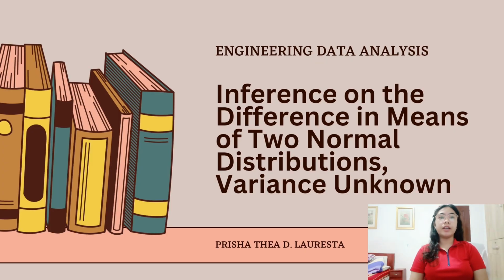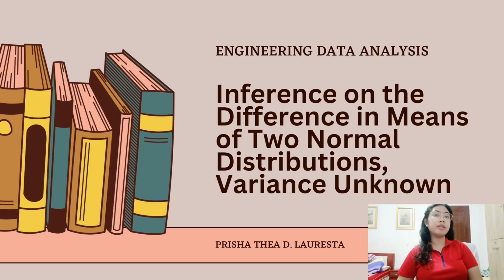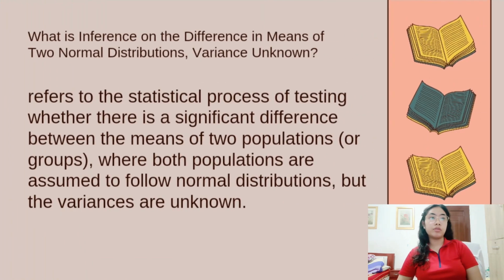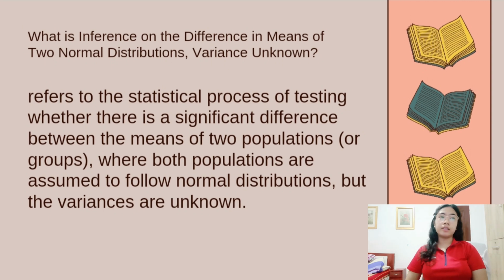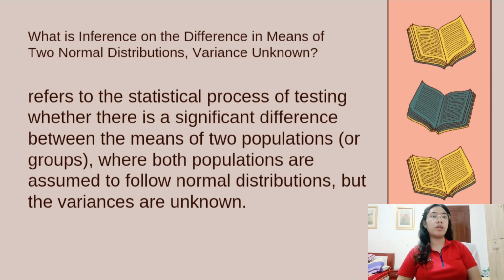So, inference on difference in means of two normal distributions, variances unknown. So, what is inference? It refers to the statistical process of testing whether there is a significant difference between the means of two populations or groups, where both populations are assumed to follow a normal distribution, but the variances are unknown.